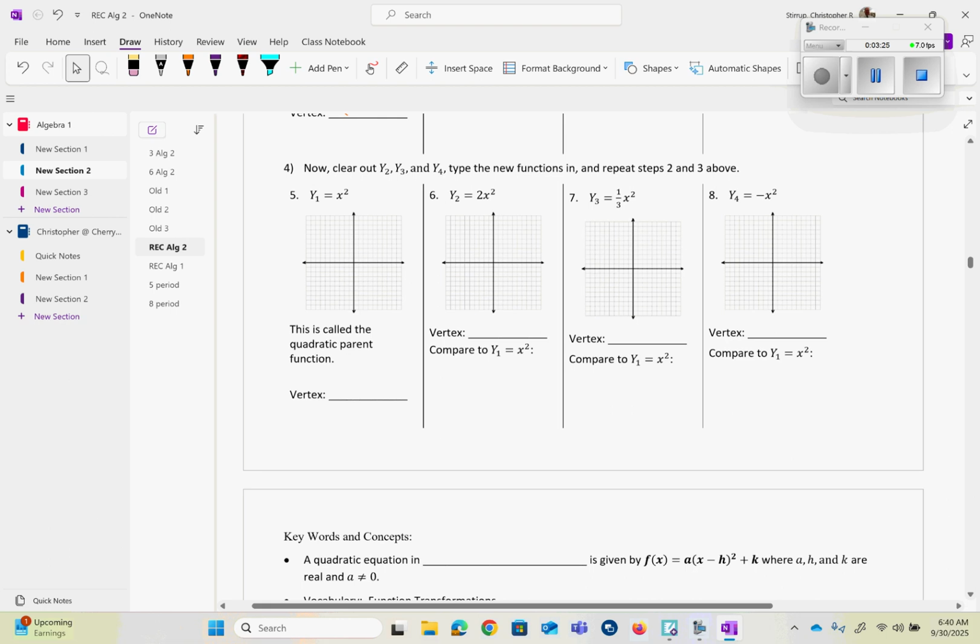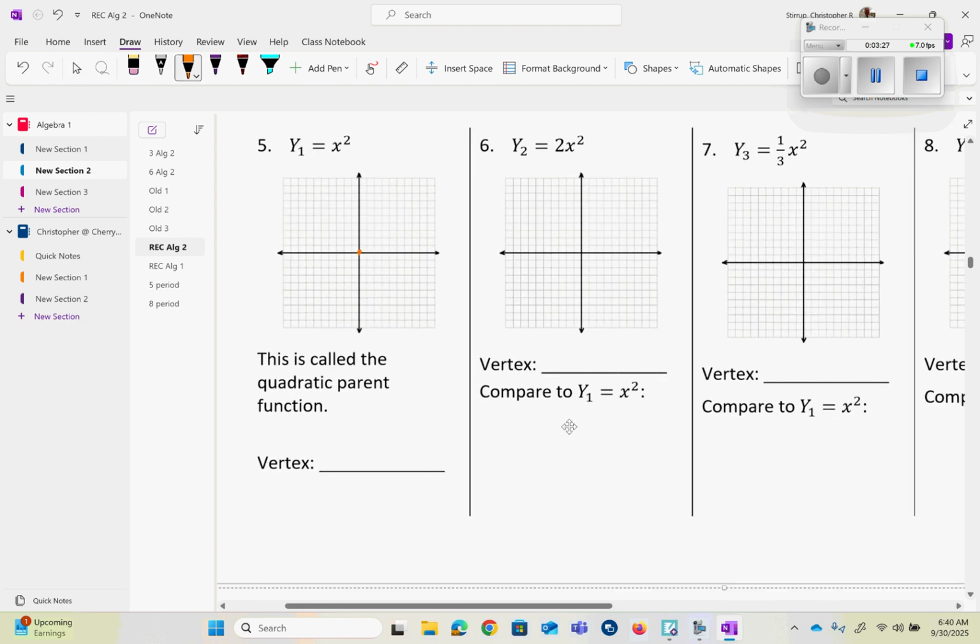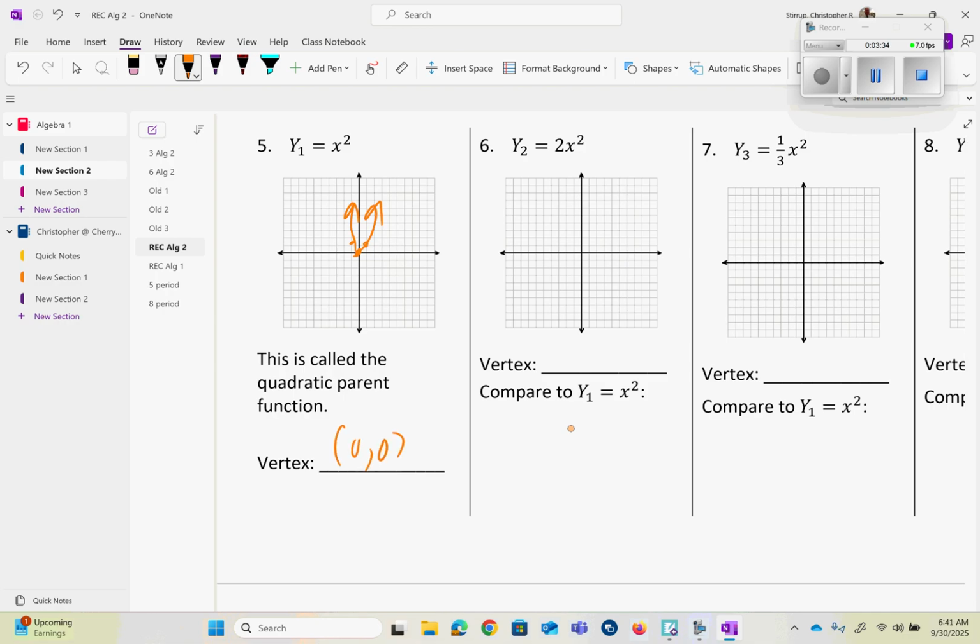So again, this is our parent function. It just comes here. We go right 1 up 1, left 1 up 1, so on and so forth. Our vertex is 0, 0. This one, our vertex is still going to be 0, 0, but it's going to go right 1 up 2, left 1 up 2. And again, we use the 1, 3, 5 rule, so we'd multiply all of these by 2. So then I'd go right 1 up 6, left 1 up 6, so on and so forth.